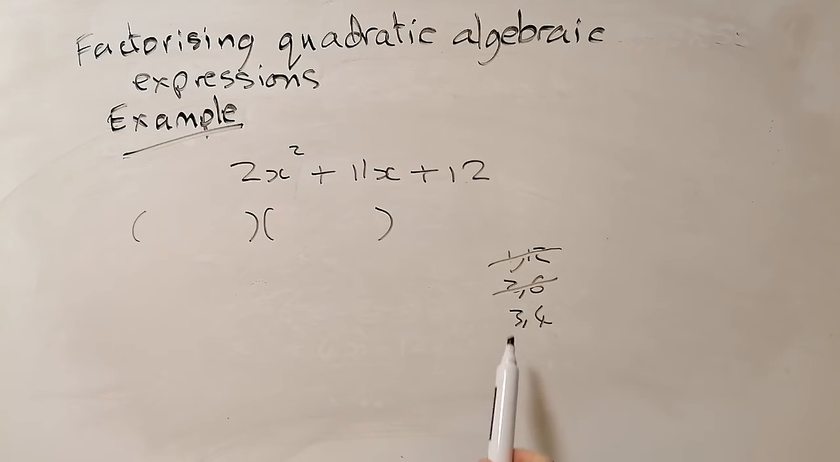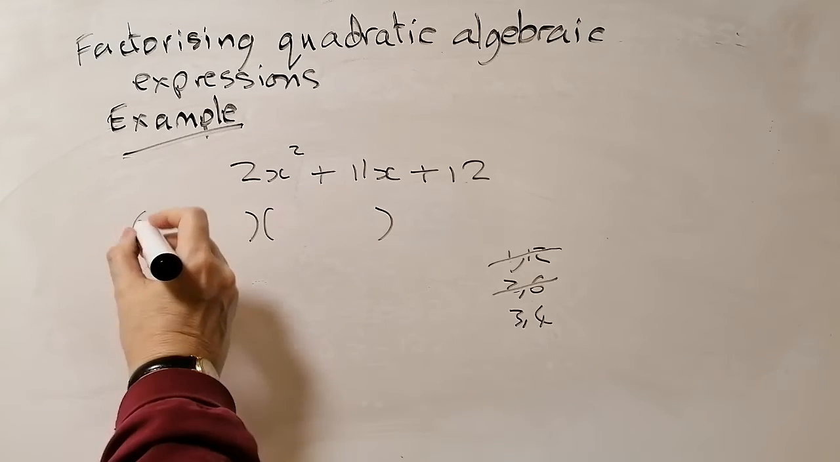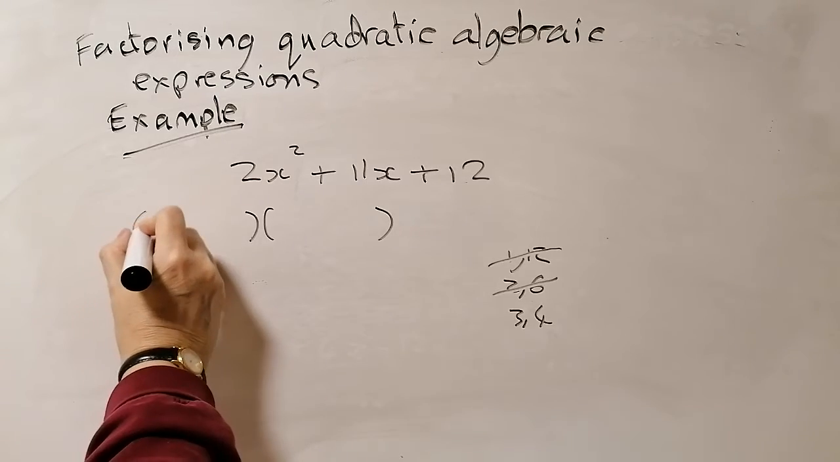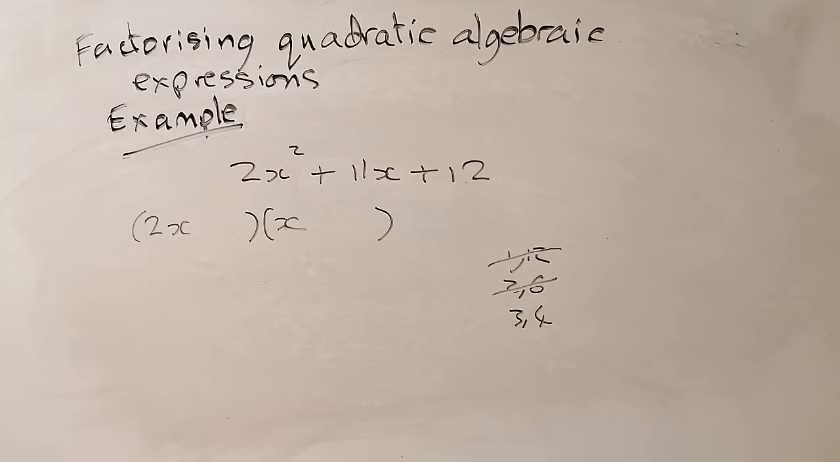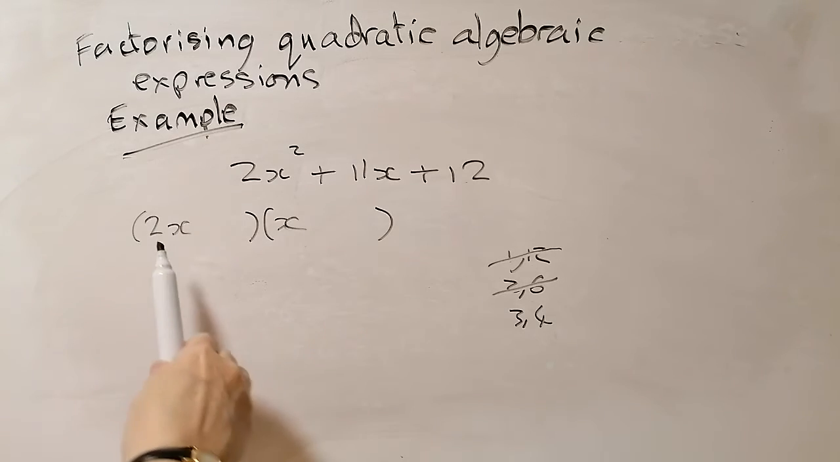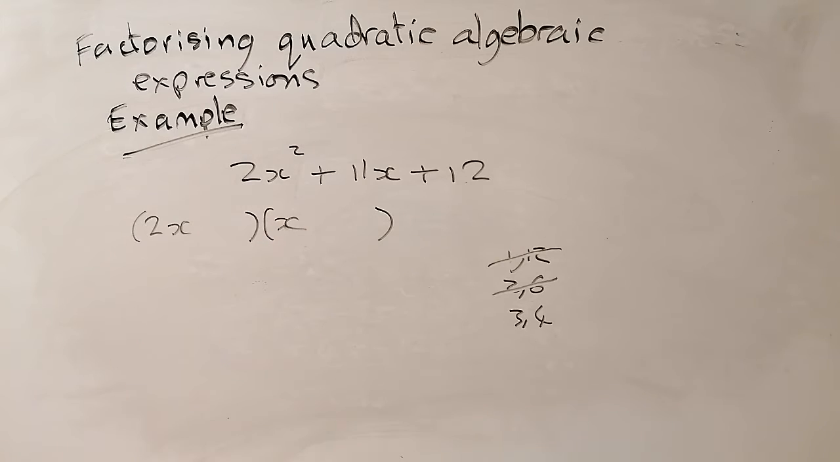So we're going to choose the 3 and 4 because we know that 3 4s are 12. And if we double the 4, we get 8. And if we add 8 to 3, we do indeed get 11. Now what we don't know is which way round we're going to go, but we will know that in a minute. I'm going to put 2x in there and x in there because when we multiply these out, 2x times x gives us our 2x squared.